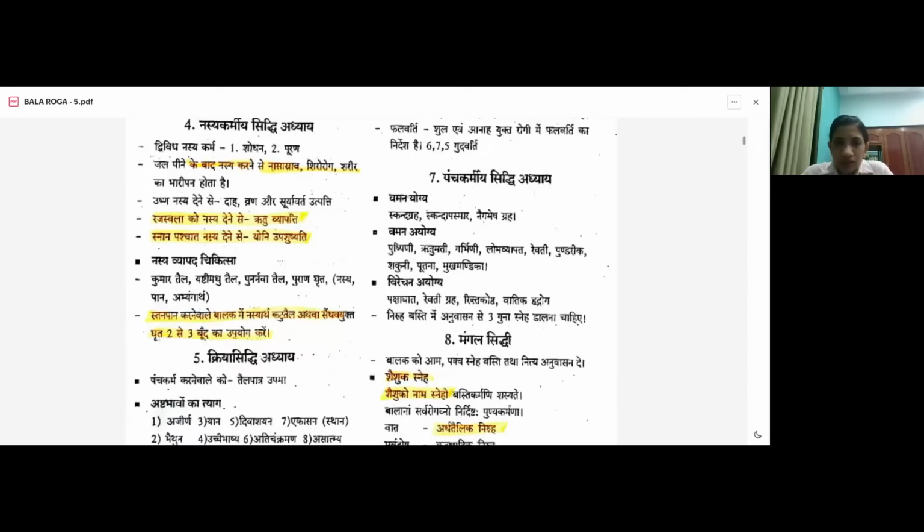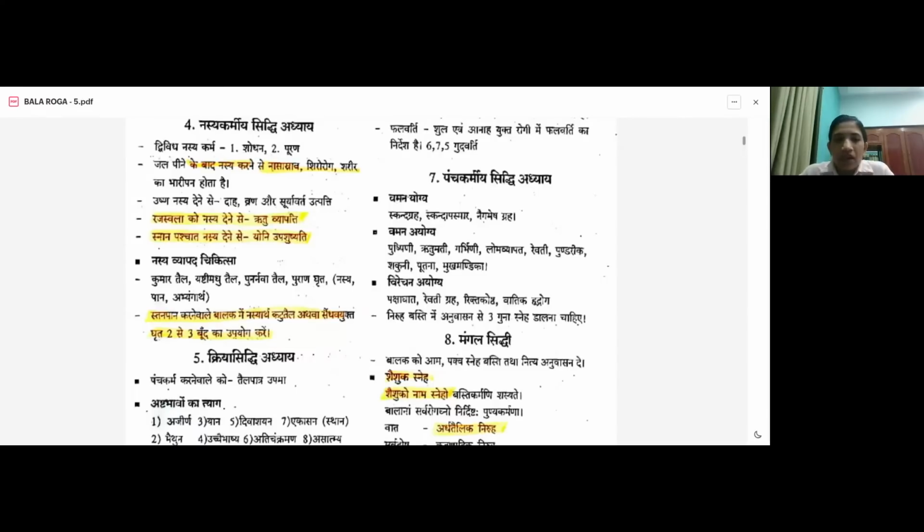Okay, the complications. And what happens if Nasya is given to Rajaswala? Ritu Vyapat is the complication that is going to occur. And Snana paschad Nasya dene se Yoni Shushya. So after Snana, if Nasya is given, then the Yoni Shushya is happening.